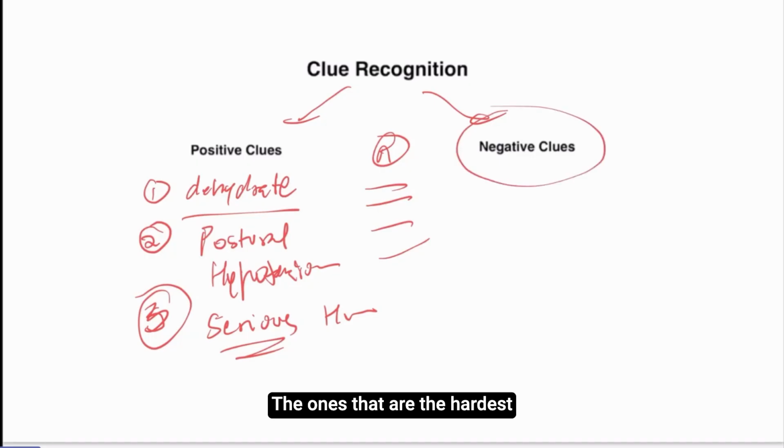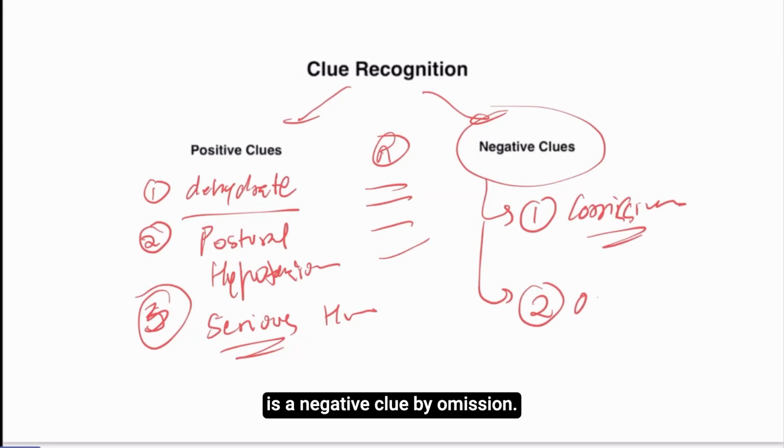The ones that are the hardest are negative clues. And there are two types of negative clues you will see. The first negative clue is a negative clue by commission. And the second negative clue is a negative clue by omission. So let me give you examples of what a negative clue by commission or omission is.